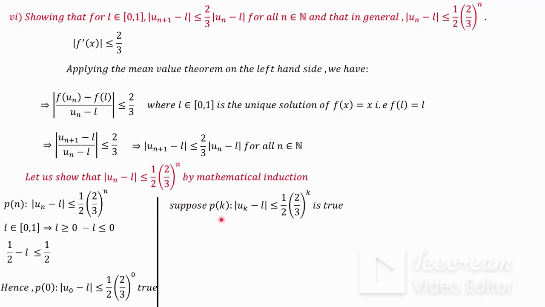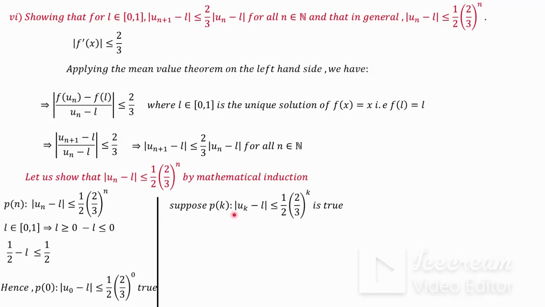So suppose P(k), that's our statement P(n) is true for n equals k. We have P(k), which is the absolute value of u_k minus L less than or equal to a half times 2/3 raised to the power k. So we assume that this statement is true. What then are we supposed to do here?